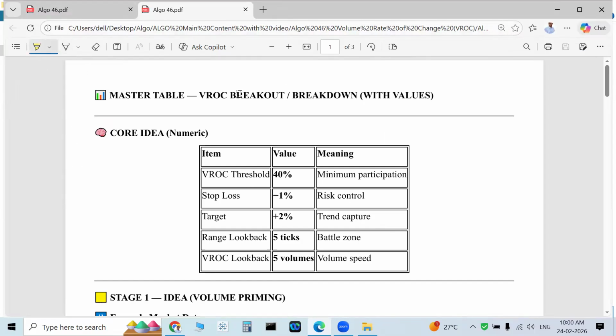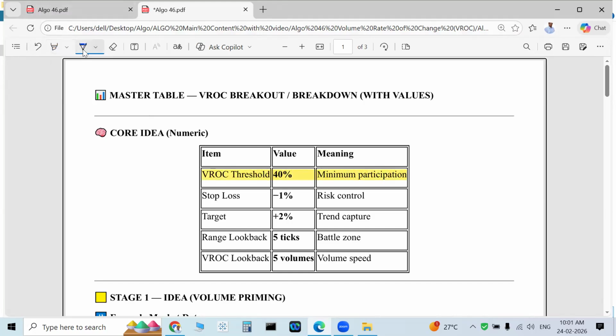So the first part is we will try to understand the threshold. For the VROC, we kept a threshold of 40%. That means the VROC should be greater than 40%. Then only will the trade take place. The stop loss is only 1%, and the target for the trade is 2%. We are going to lock the price after 5 ticks, and we are going to work with the volume ticks of also 5 ticks only.